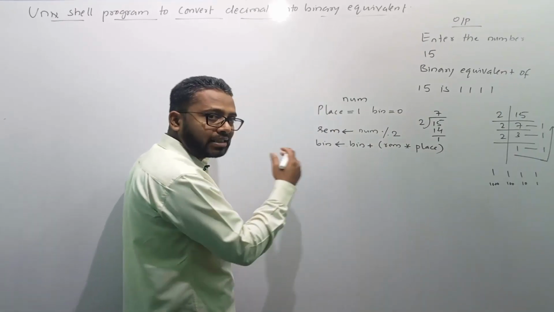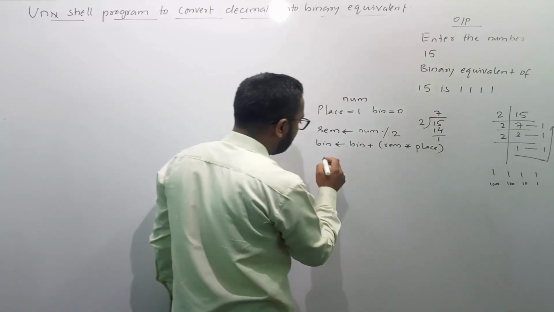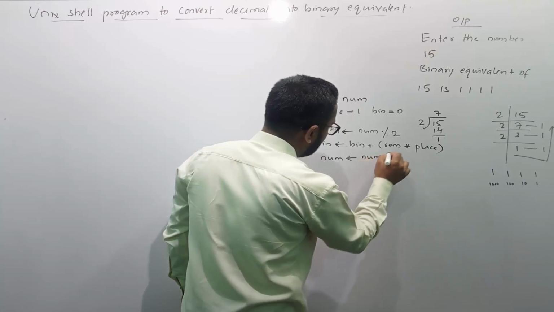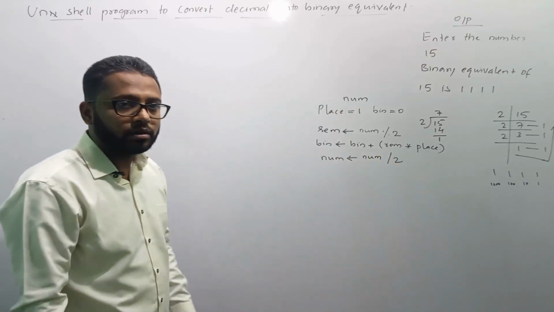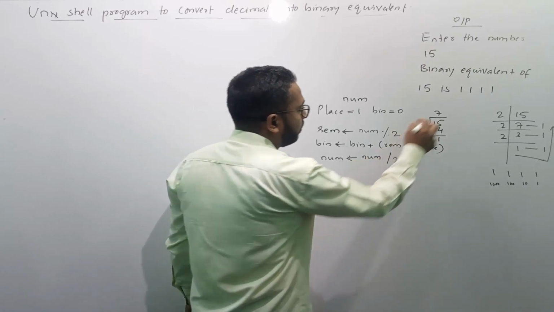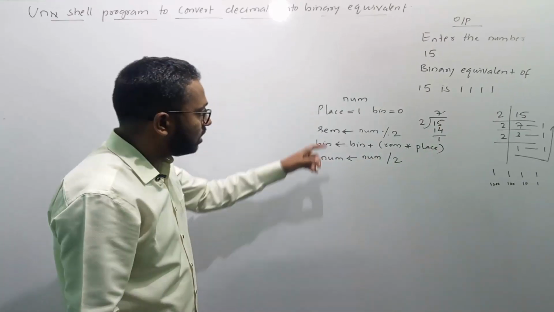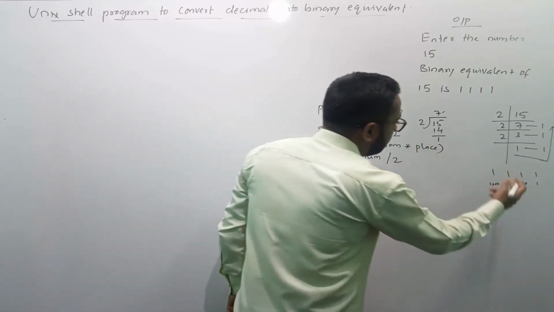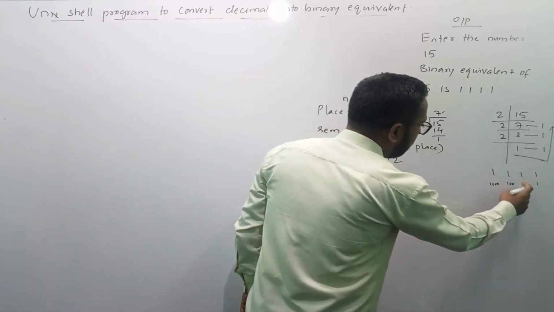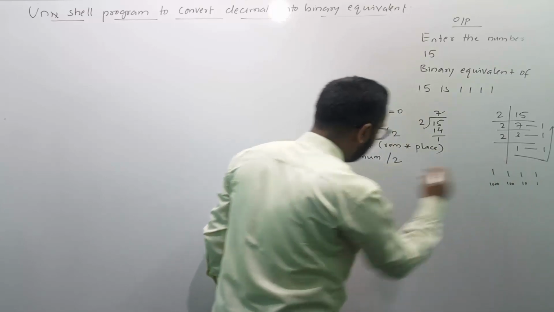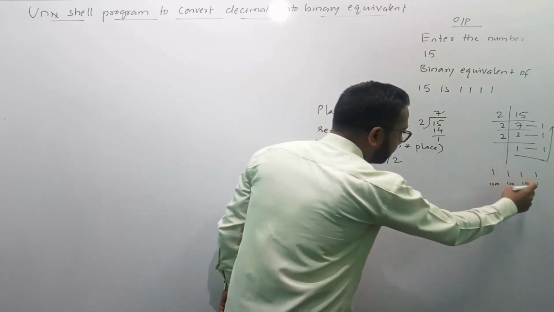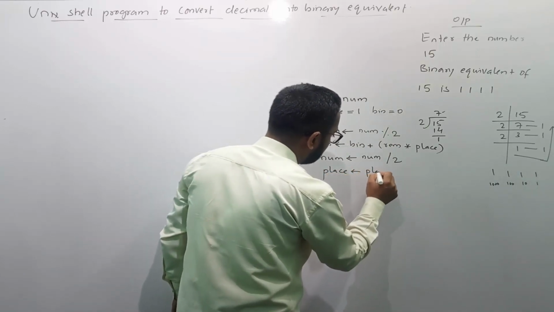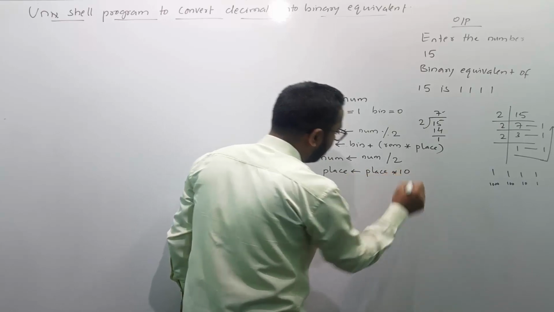Now next we need to divide this number 15 by 2. Num by 2. When I divide num by 2, I will get 7. Now the num value gets changed to 7. Next, I need to multiply the place value by 10, because I want to find the second bit of this binary number, and the position of the second bit is 10. So place is equal to place into 10.